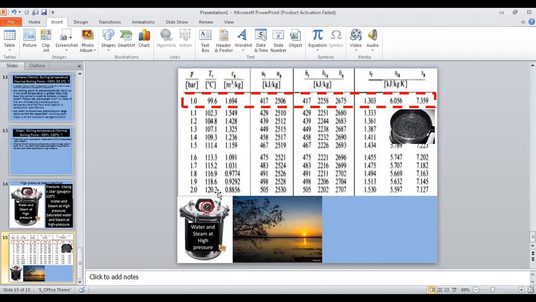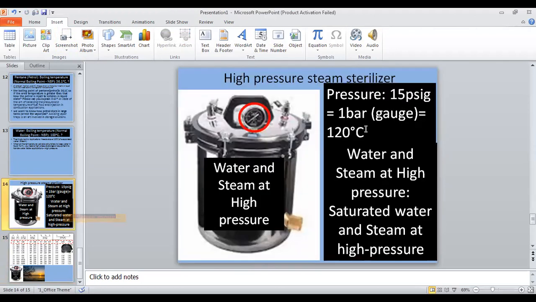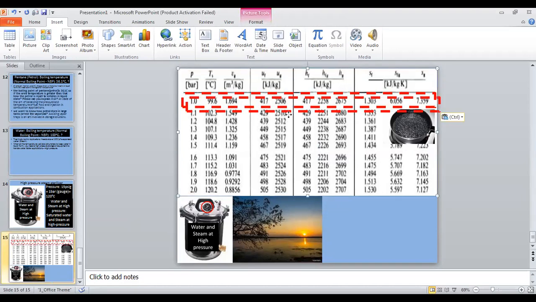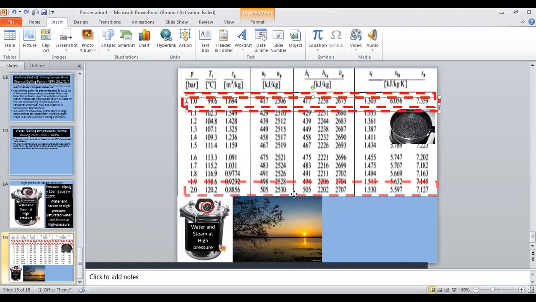But this 120, here gauge pressure is 1 bar. See, 1 bar gauge pressure. Temperature is 120. Okay. 1 bar gauge pressure, temperature is 120. But in the atmospheric pressure, at 120, this is 2 bar. So for this case, one bar.